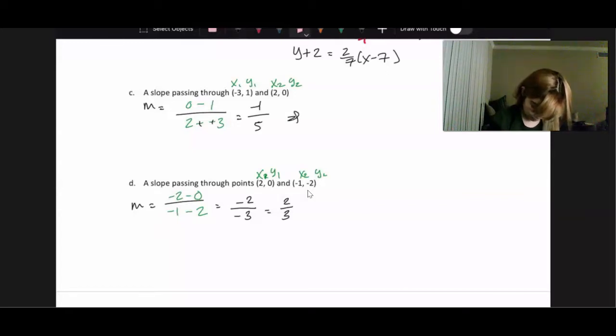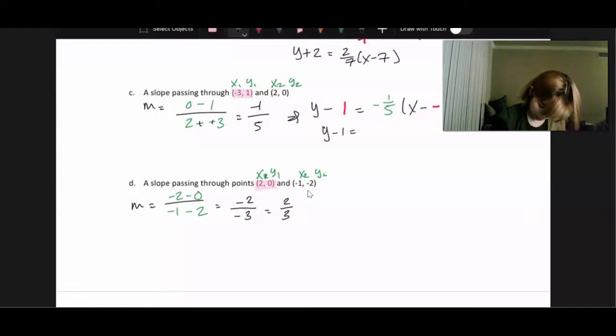So I'm going to use a point. I always like to use the first point. You don't have to. They'll still be considered correct no matter what point you use, the first or second one. But you just need one of them for point gradient form. So y minus your y1, which is 1, equals m, which is negative 1/5, x minus x1, which is negative 3. Let me simplify that as y minus 1 equals negative 1/5 x plus 3.